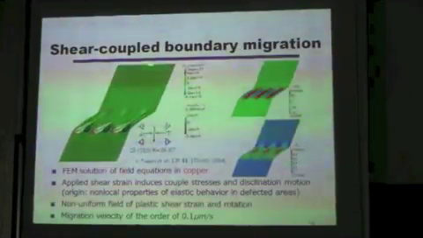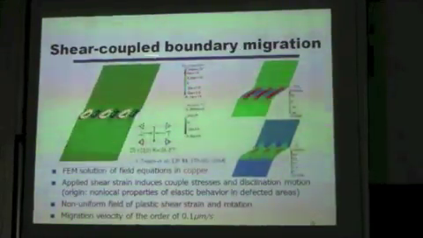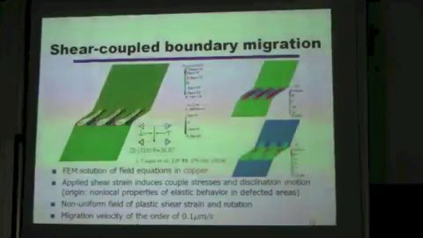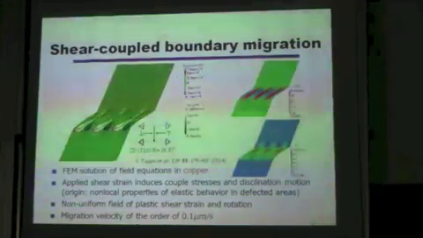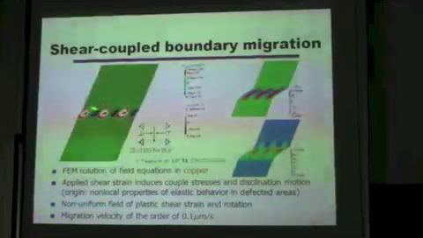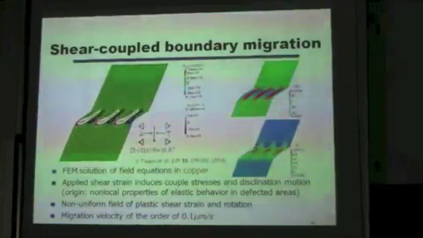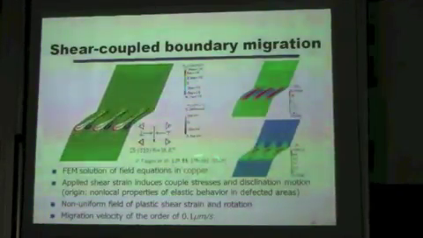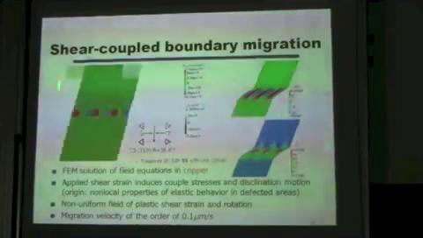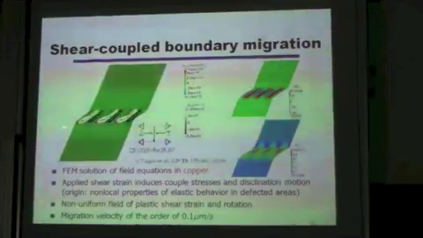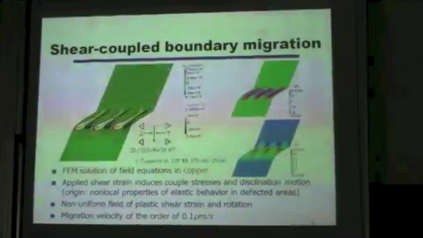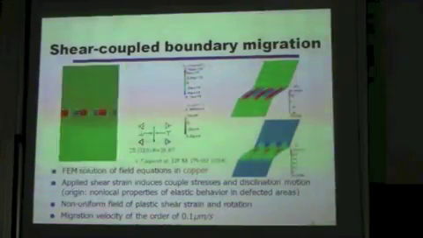So we apply here a shear stress, and we start with the array of disclinations here. And what you can see, that's it for data in copper, is that this array is moving downward in that case.